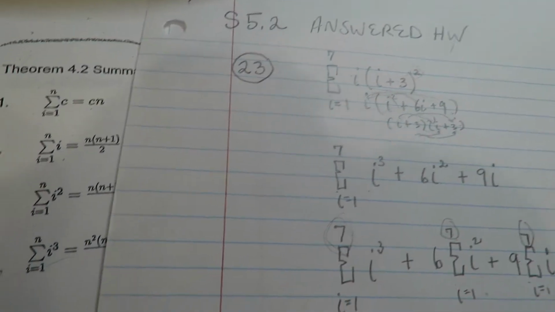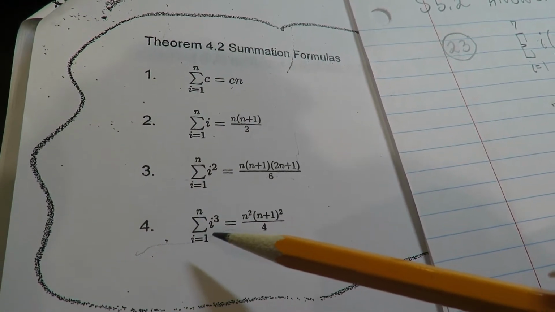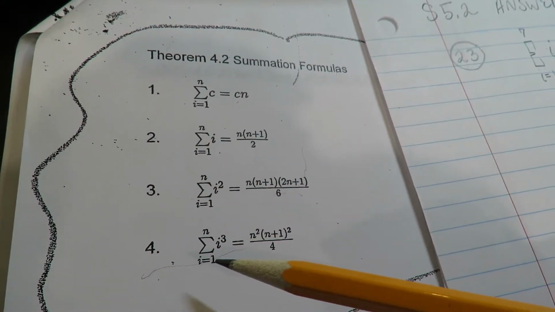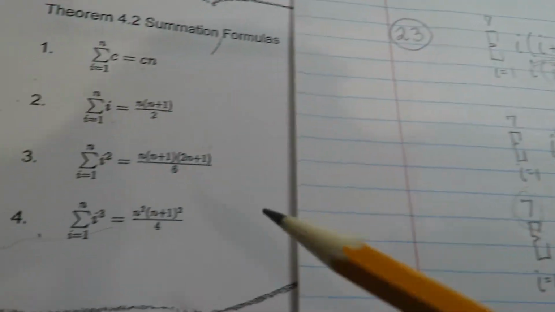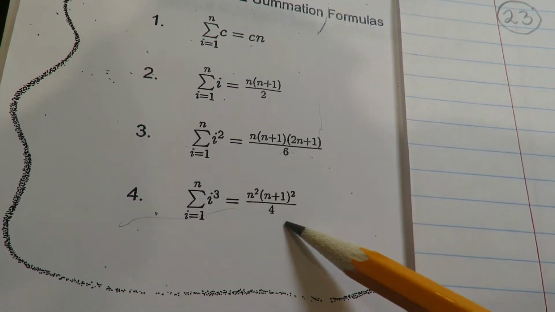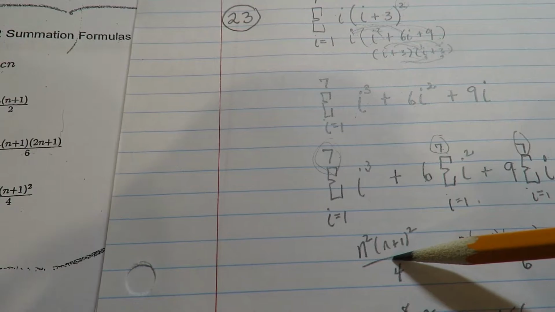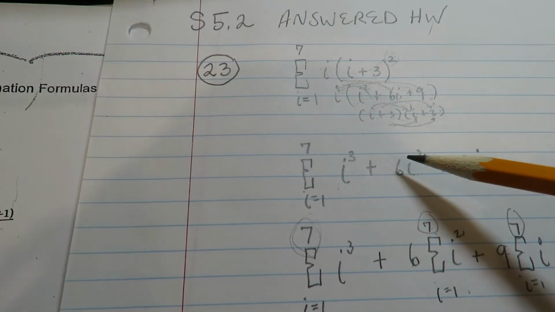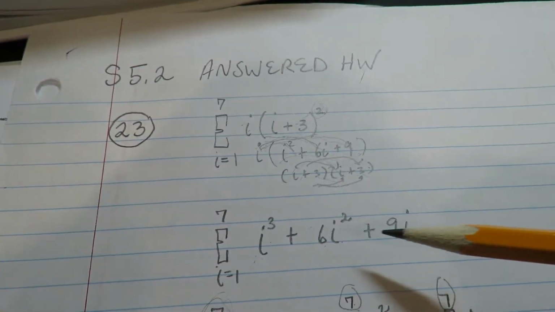Now remember, when you use the summation formulas, you want to go as high as you can go, and then go in descending order. So I have an I cubed in the formula. I'm going to use this formula for that. I wrote it below it. That's this formula.